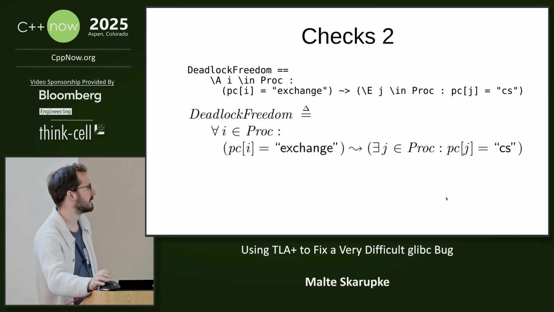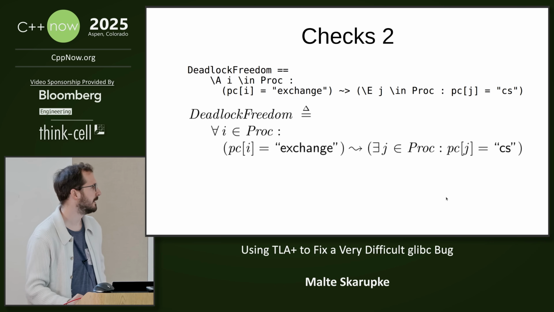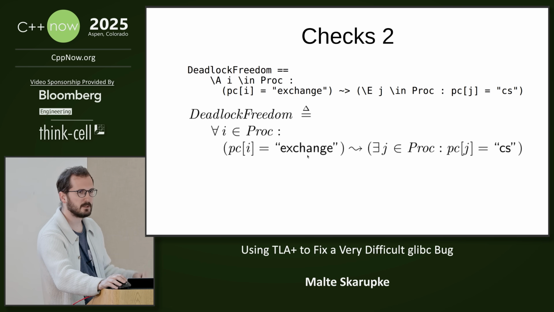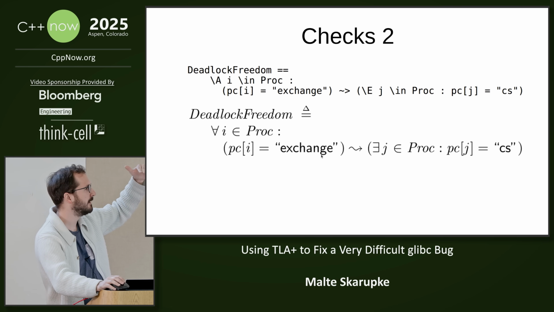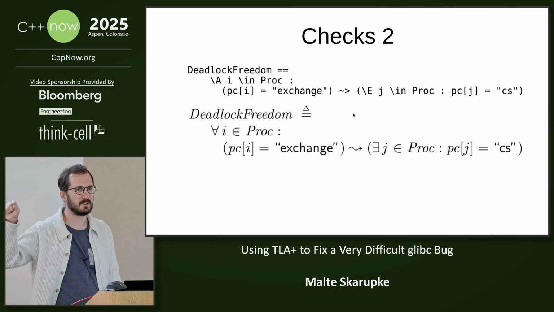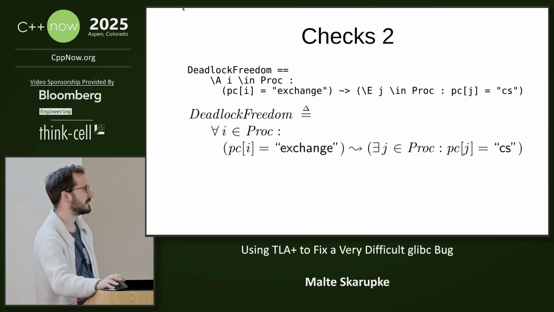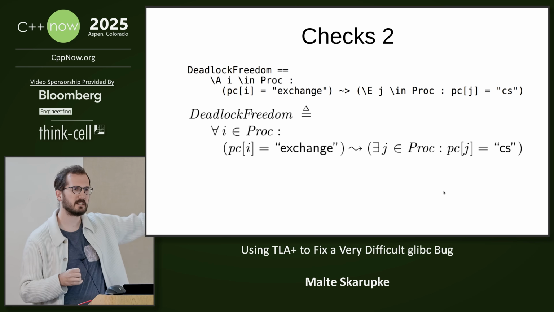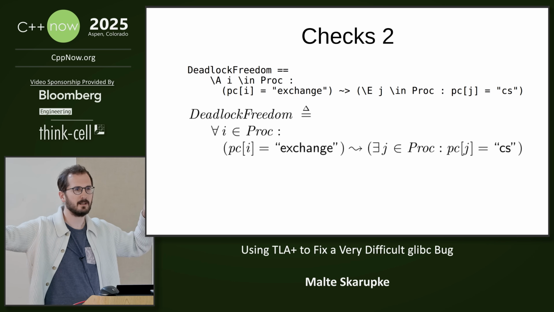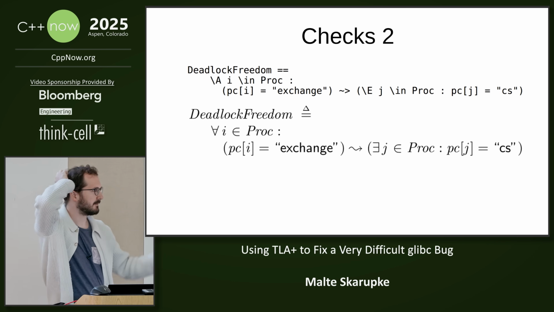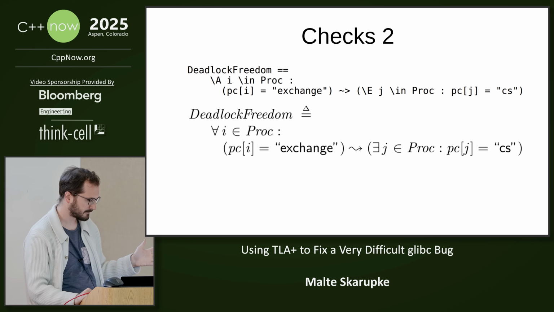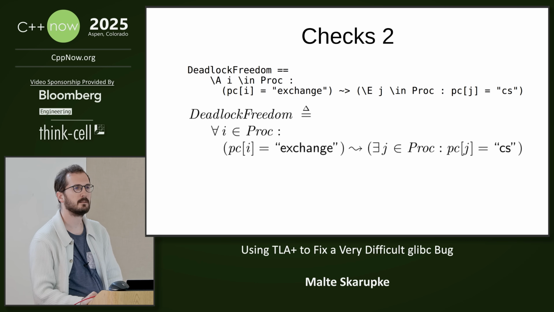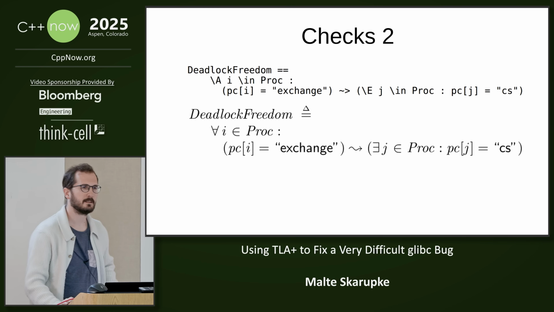A second thing you can write, this is more powerful, is deadlock freedom. What I say is for all processes, if it is at the exchange label, which was the label in the beginning of my lock function, then squiggly arrow means at some point in the future, there exists a process in the critical section. So I can write an assertion saying if this thing happens, then at some point in the future, this other thing has to happen. And it's going to check that for me. This is a very powerful thing, really powerful assertions like this.